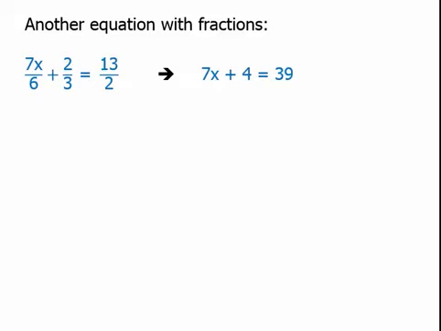So, of course, 7x over 6 times 6, the 6's cancel, we just get 7x. 2/3 of 6 is 4. And 13/2 times 6, well, the 2's cancel, and we're left with 13 times 3, which is 39. And of course, once we get it into this form with the fractions cleared, then it's a very easy equation. We subtract 4, we get 7x equals 35, then we divide by 7, and we're left with x equals 5.